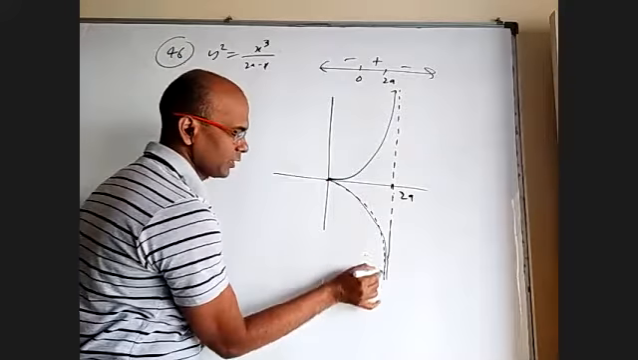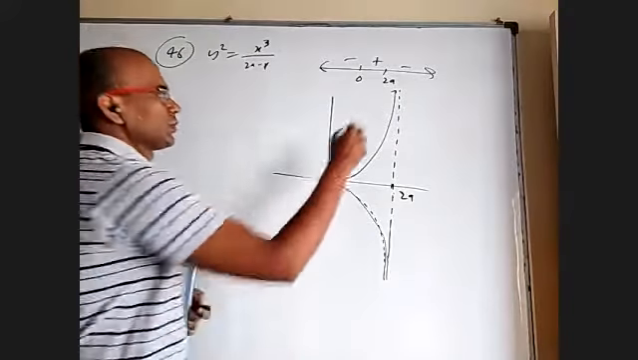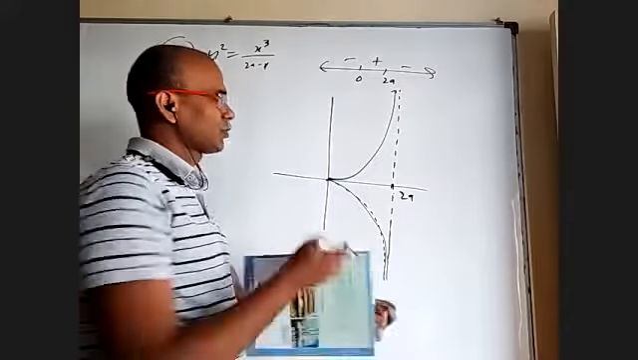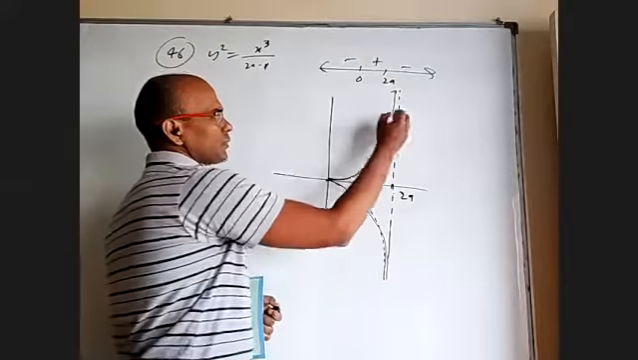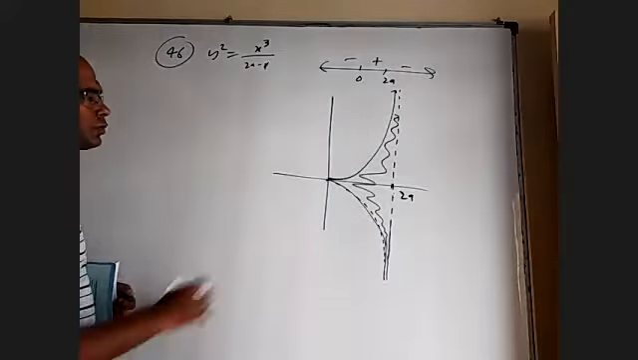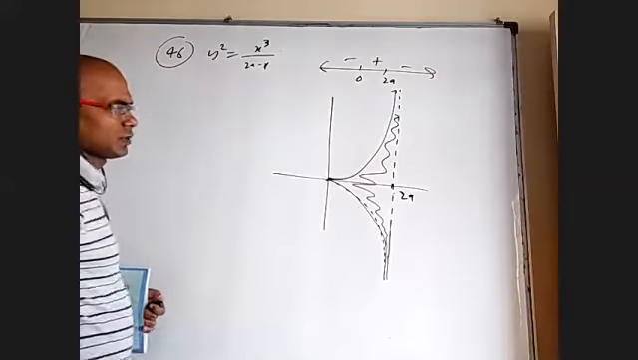Because of y square, the graph is symmetrical with the x-axis. So now what is it that they want? And x equal to 2a is an asymptote to it. So they want this whole area. So integral 0 to 2a, upper curve minus lower curve.